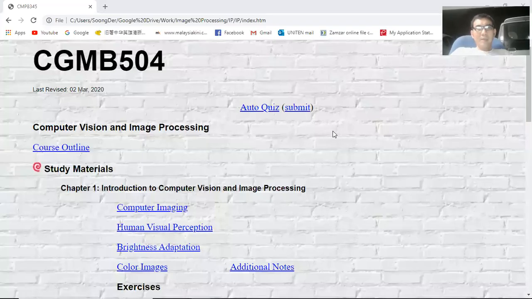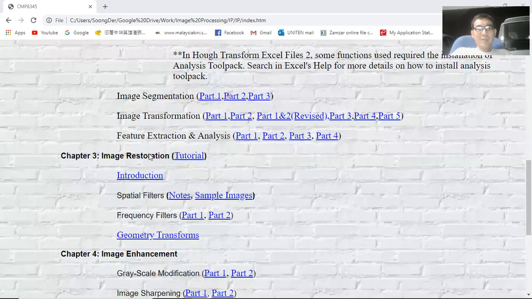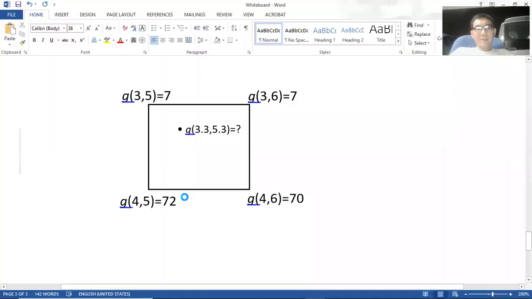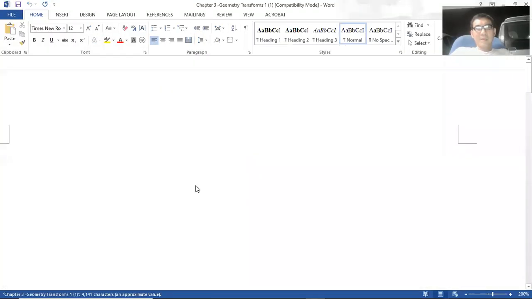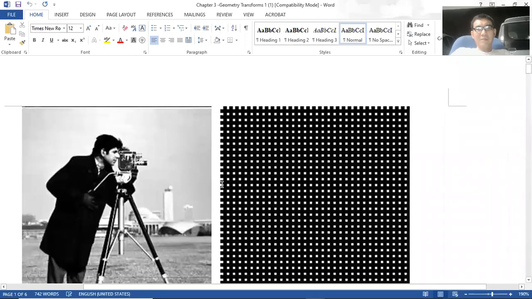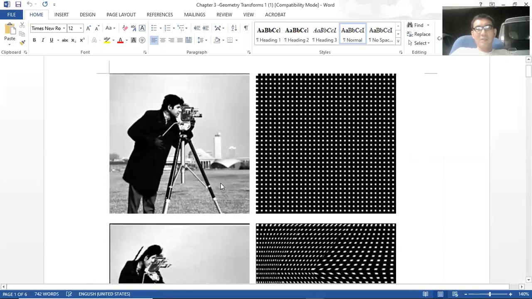Hi everybody. So today we're going to continue our discussion, chapter 3. We'll look at geometry transform. Geometry transform is for us to restore an image which has been geometrically distorted, something like this.